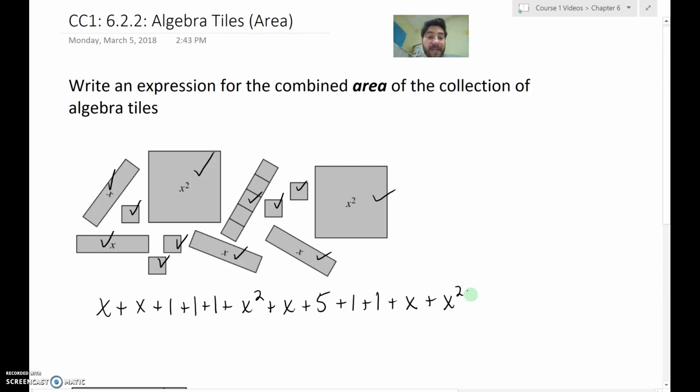That's one way to do it. That is the collection of algebra tiles. What you can also do is what we're going to call combining like terms. And if you're here, that's great. That's where I want you. If you're here, this is even better.